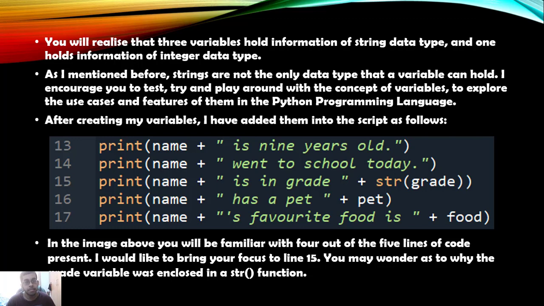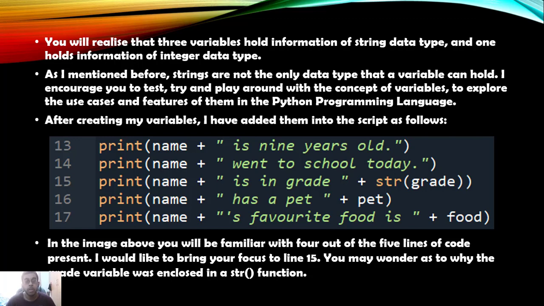After creating my variables, I have added them into the script as follows. print(name + " is 9 years old"). print(name + " went to school today"). print(name + " is in grade " + str(grade)). print(name + " has a pet " + pet). print(name + "'s favorite food is " + food).